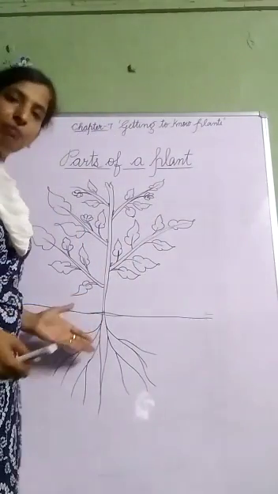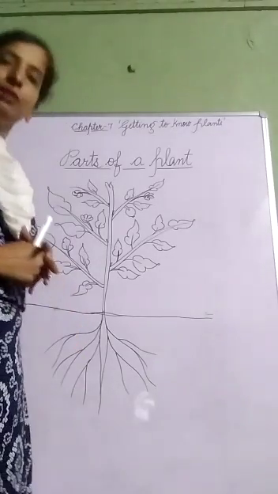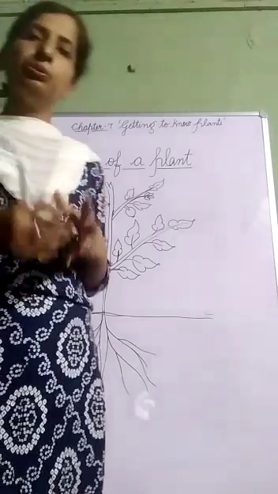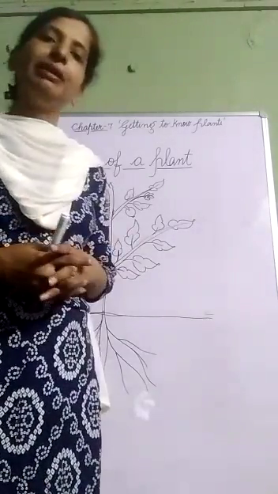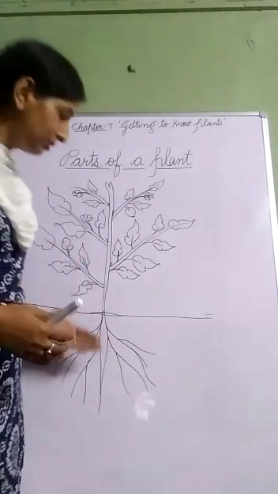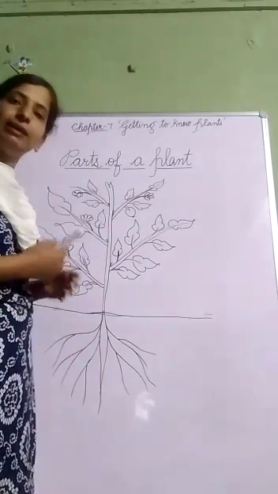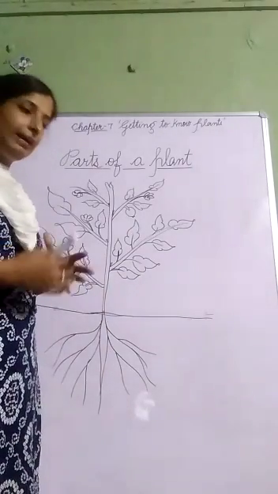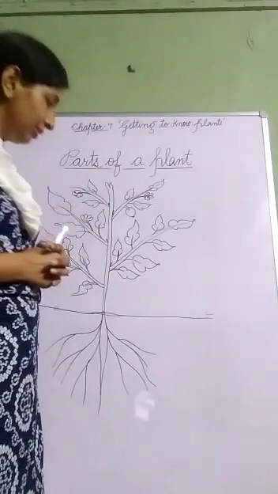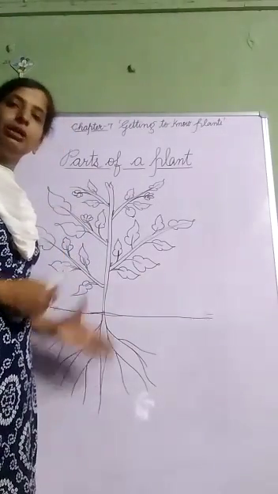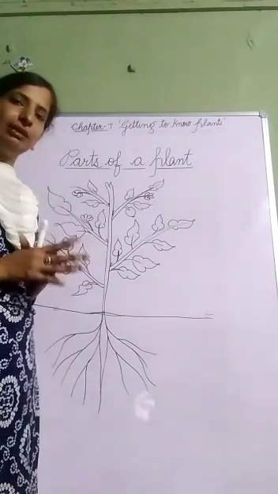First of all, the most important part of any plant is the root. Root is the most important part of a plant. Without root, a plant cannot survive. Roots absorb water and minerals from the soil. So the most important function of the root is to absorb water and minerals from the soil, and then it is supplied to the other parts of the plant. So the main function of root is to absorb water and minerals from the soil.